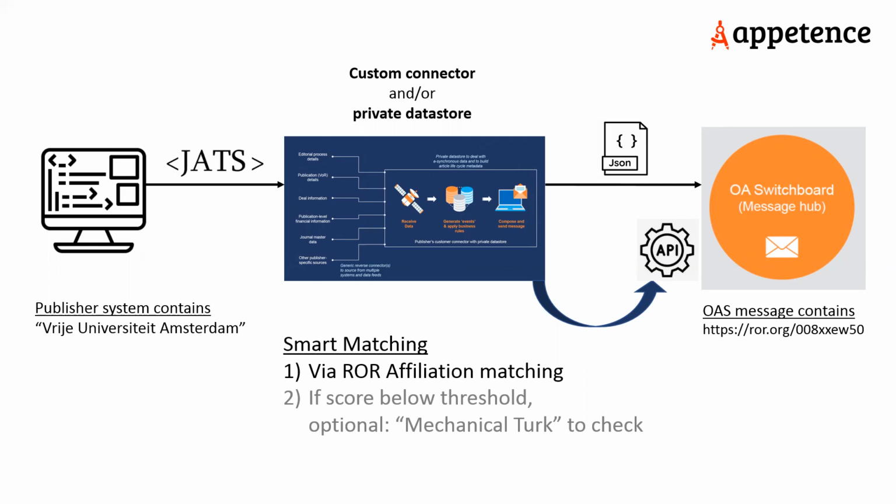It's also possible that if this doesn't work automatically, we use a mechanism with a score, and if it's below a threshold score, then simply we don't know for sure. Then we also have an optional human check through the Mechanical Turk mechanism, which is, bottom line, very basic tasks that you can outsource. So that's also an option for the custom connector and private data store.